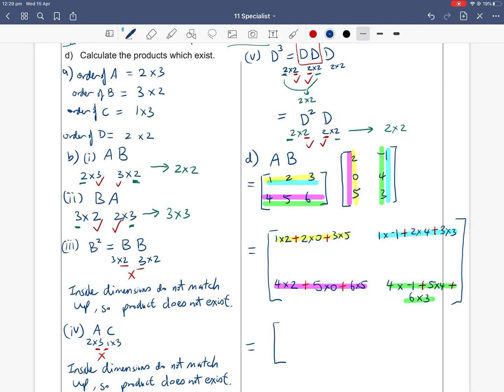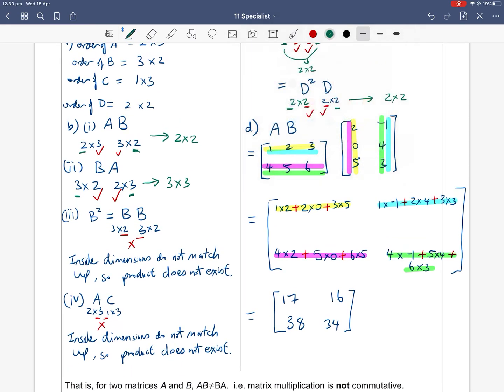So evaluating that, 1 times 2 is 2, plus 0 plus 15 gives me 17. Negative 1 plus 8 is 7. 7 plus 9 is 16. Next we have 8 plus 0 is 8. 8 plus 30 is 38. And lastly, row 2, column 2, negative 4 plus 20 gives me 16. 16 plus 18 gives me 34.